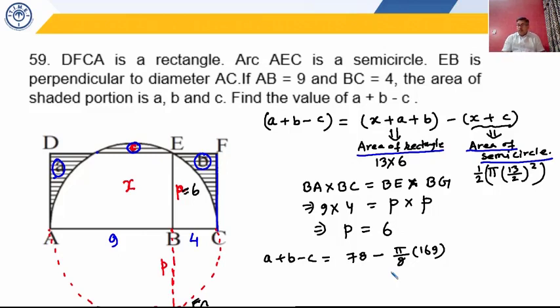But in this question, what is the most important element to judge what is my requirement? My requirement is simply area of rectangle minus area of semicircle, because A plus B minus C is x plus A plus B minus x plus C. X plus A plus B is area of rectangle and x plus C is area of semicircle. Alright.